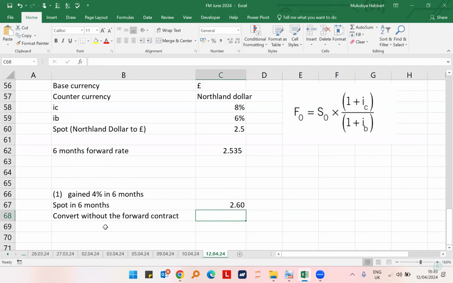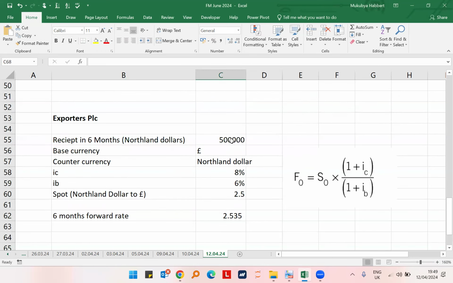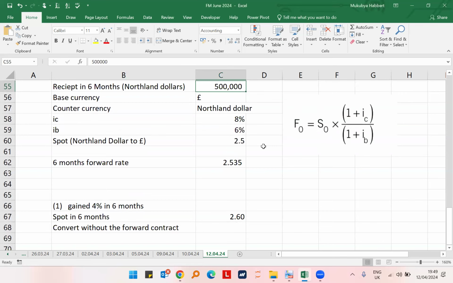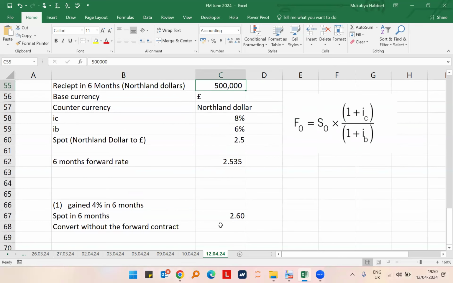what will I get? Remember that we are receiving 500,000 Northland dollars. So to convert to pounds, we are going to divide, right? So if I converted without the forward contract, I will get 500,000 and I divide it by 2.6. So I'll get 192,308.